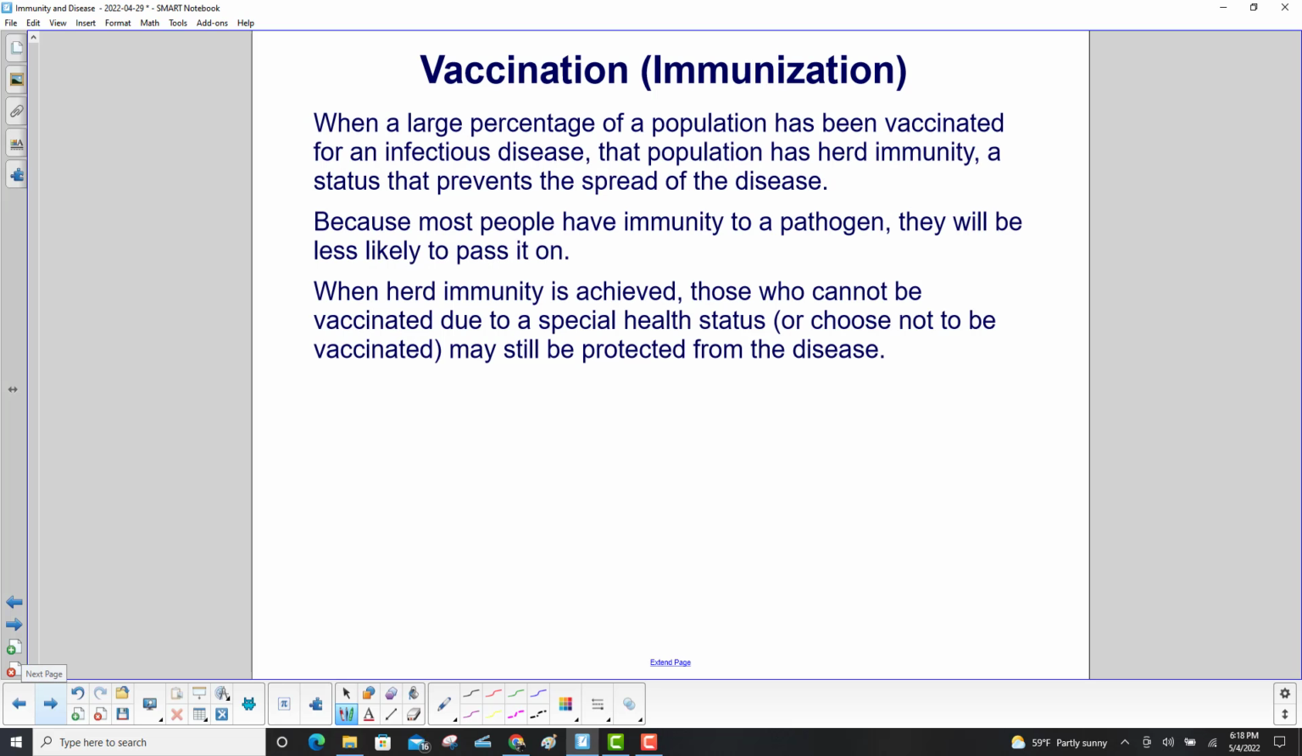When a large percentage of a population has been vaccinated for an infectious disease, that population has herd immunity, talked about that earlier, a status that prevents the spread of the disease. Because most people have immunity to a pathogen, they will be less likely to pass it on. When herd immunity is achieved, those who cannot be vaccinated due to special health status or choose not to be vaccinated may still be protected from the disease.